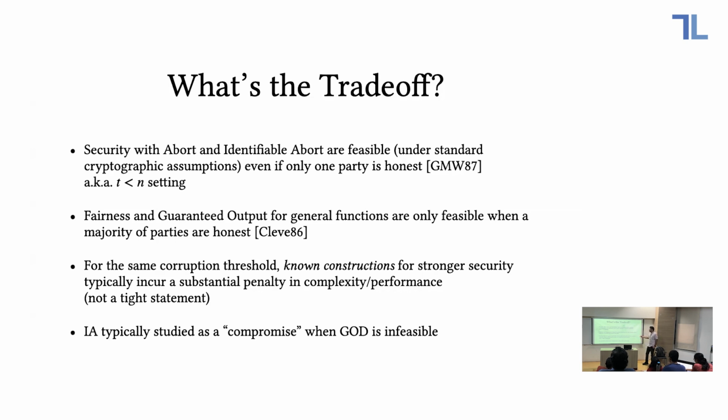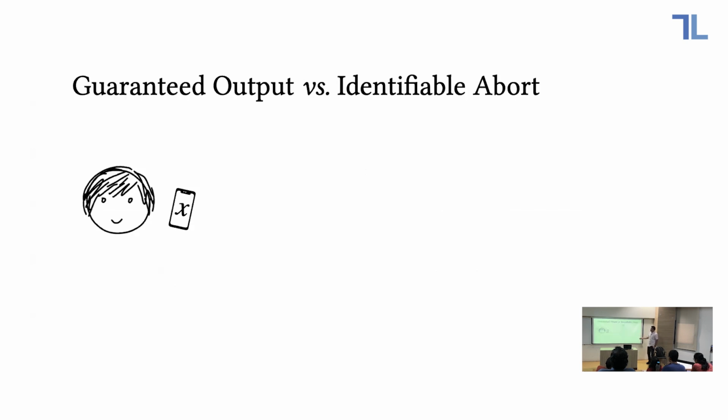So identifiable abort in the literature has typically been studied as something of a compromise when we can't get guaranteed output. But I'll try and make the case that even if guaranteed output is feasible in a certain setting, what we might actually want would be identifiable abort.